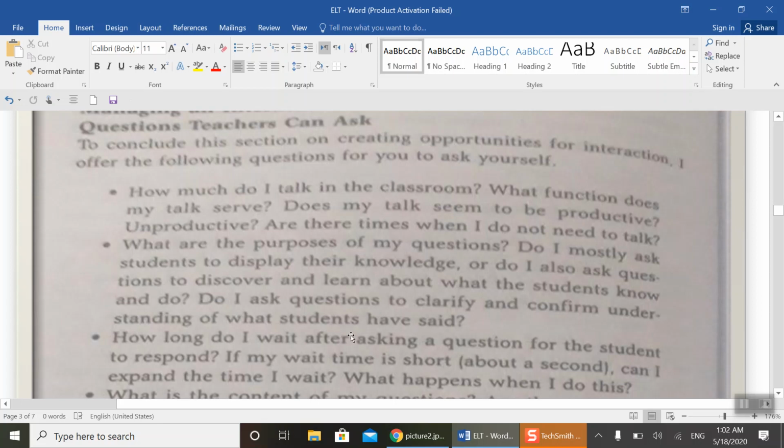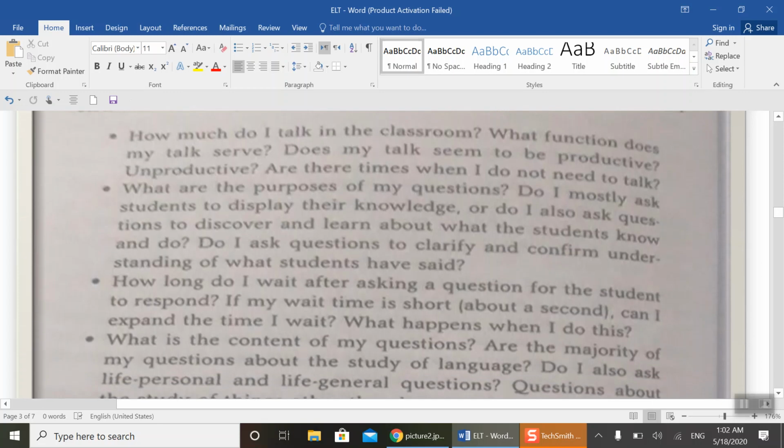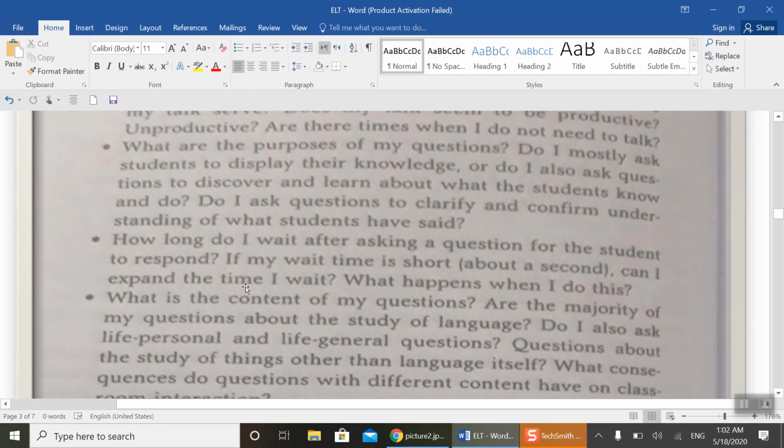These are very important. You have to read them and understand them. Why? In order to understand the whole chapter, you have to start from these questions. How long do I wait? Remember, wait time after asking questions for the student to respond. If my wait time is short, about a second, can I expand the time I wait? Remember this? What happens when I do this? They are very important. I may bring you questions from this.